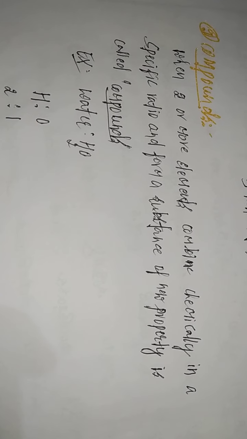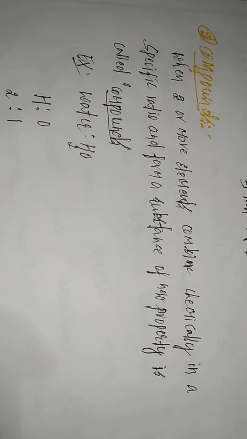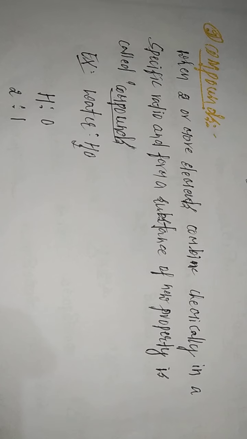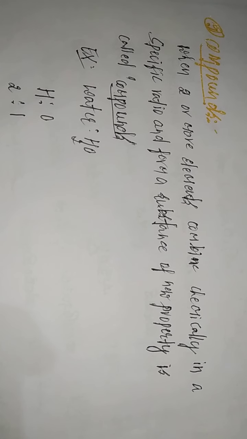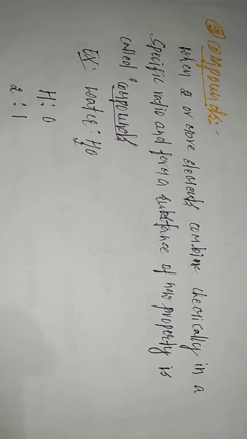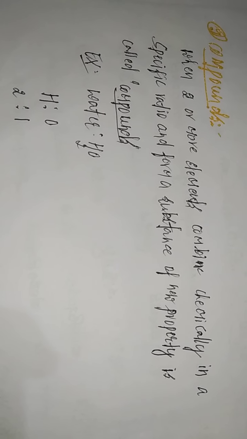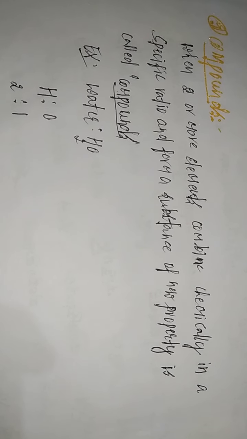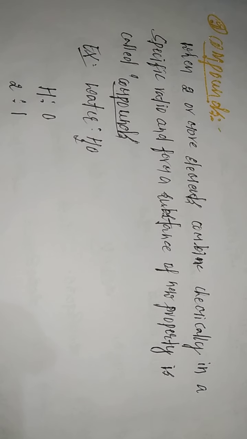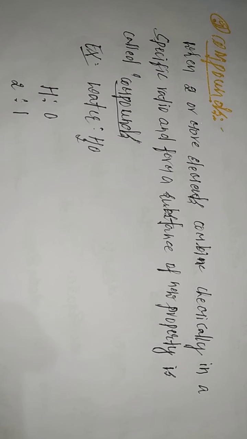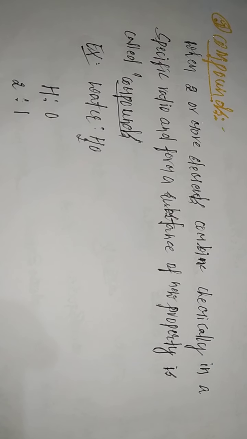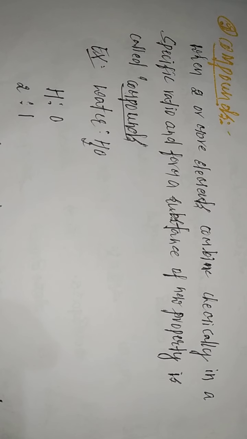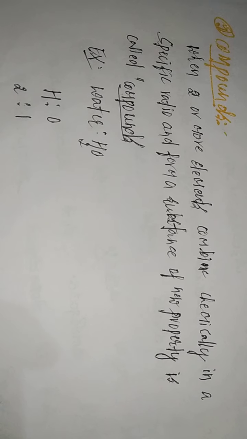In the last class we discussed compounds. So what are compounds? When two or more elements combine chemically in a specific ratio and form a substance with new properties, it is called a compound. I will once again repeat it. When two or more elements combine chemically in a specific ratio and form a substance with new properties, it is called a compound. Example for a compound: water is the best example.